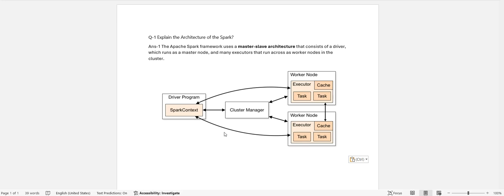Explain the architecture of Spark. The interviewer asks. Apache Spark framework uses a master-slave architecture, right? Till now, any doubt, any question? That consists of a driver node that runs as a master node. Okay, the driver node is a master node and many executors that run across the worker nodes in the cluster. This is all the cluster.